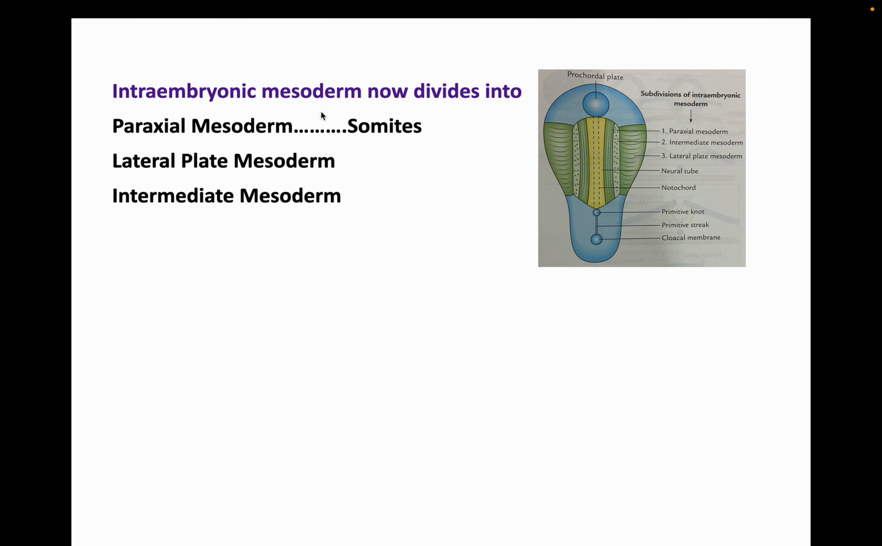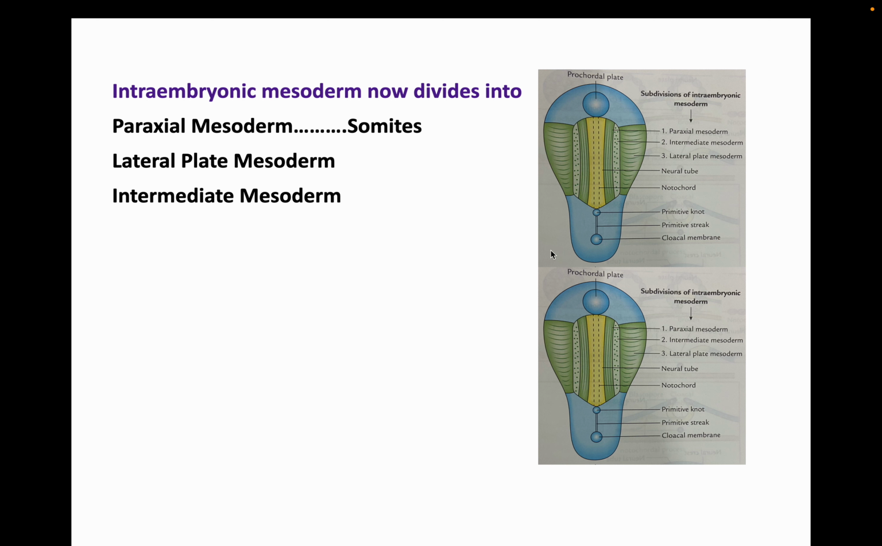Now this intraembryonic mesoderm divides into paraxial mesoderm. You can see in the diagram, this is the paraxial mesoderm. Then comes the lateral plate mesoderm. Then comes the intermediate mesoderm in between these two structures. So between the paraxial mesoderm and the lateral plate mesoderm, this intermediate zone is known as the intermediate mesoderm. Now this paraxial mesoderm is going to form the somites.